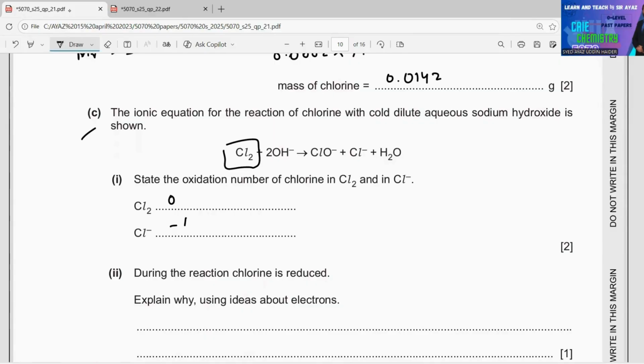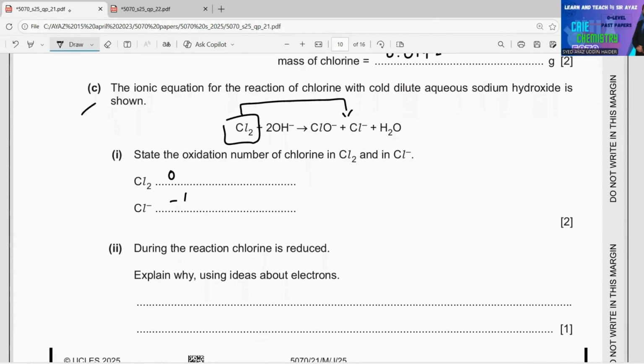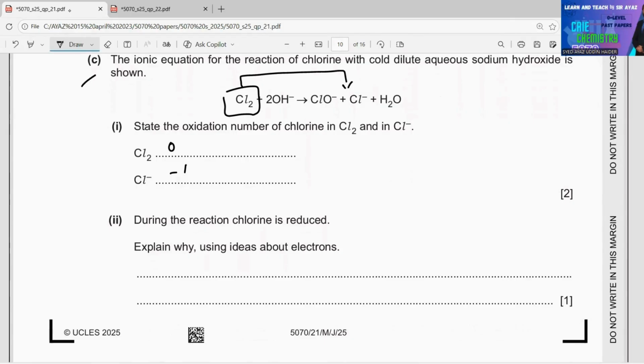Number 2, during the reaction chlorine is reduced. Explain why using ideas about electrons. Chlorine is reduced. Here you can see the charge, it's gaining minus 1 charge. It must be having one extra electron. So simply what you write, gain electrons.